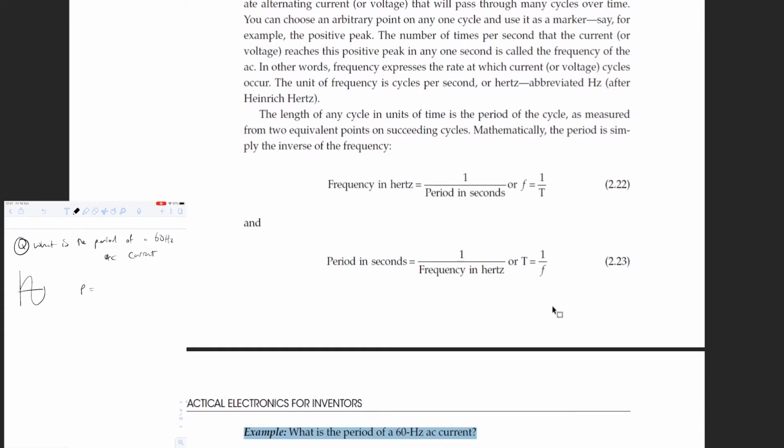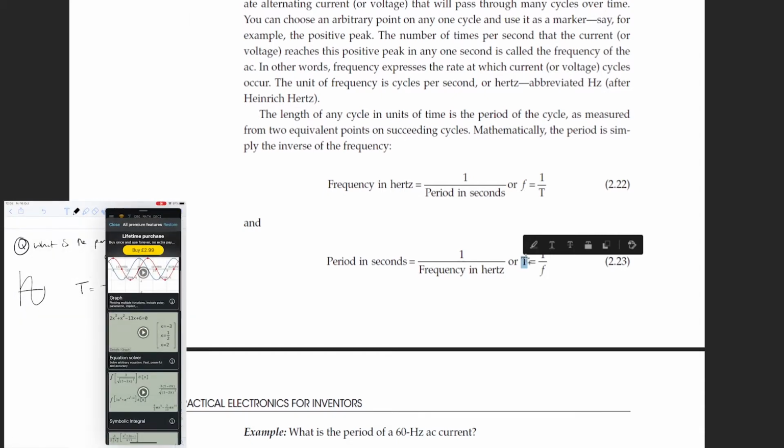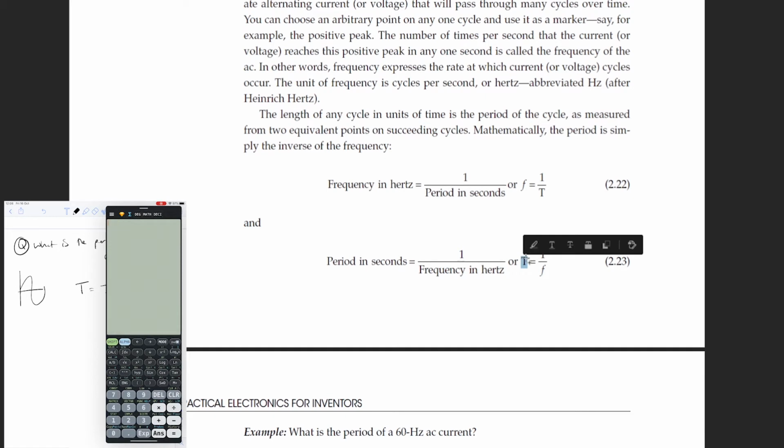So if we're saying that period is equal to, what's period? Period is t, as you can see here. Period is t. Okay, so period is t for time, I assume, and we're saying that it's 1 over frequency, which is 1 over 60, which is, calculator, 1 divided by 60, so 0.0166 recurring, right?